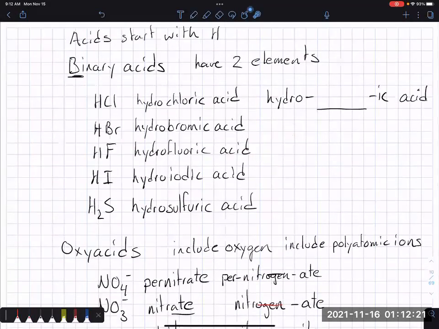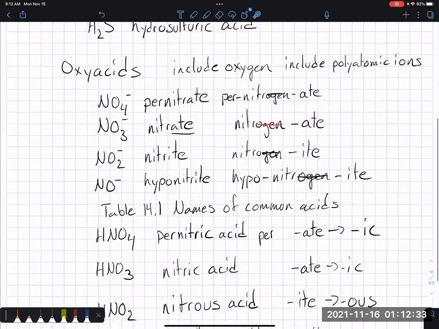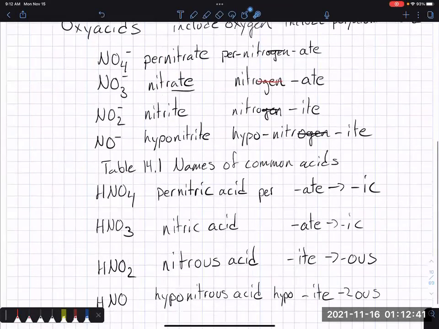So, quick recap. Binary acids, we had hydro to the beginning, and we changed the ending to IC. There's really only a handful of these. For oxyacids, we do not add hydro. We just change the ending of the oxyanion to IC if it's ATE, or to OUS if it's ITE.